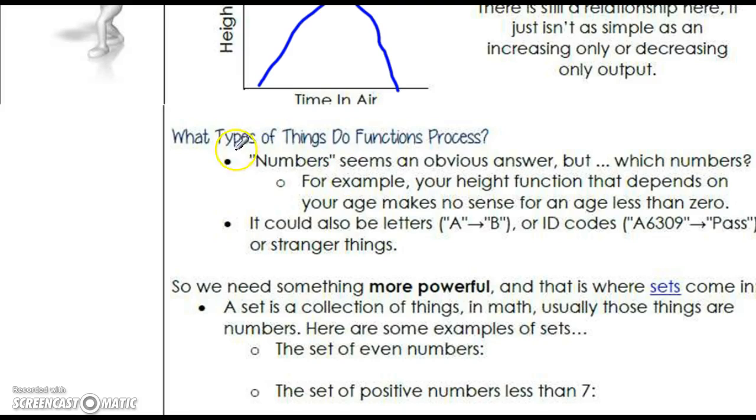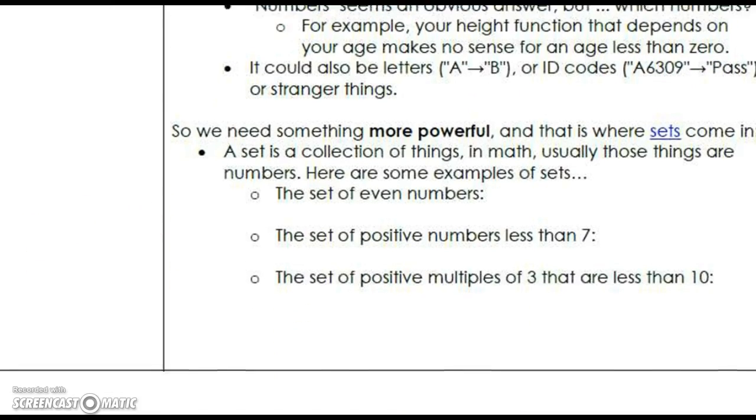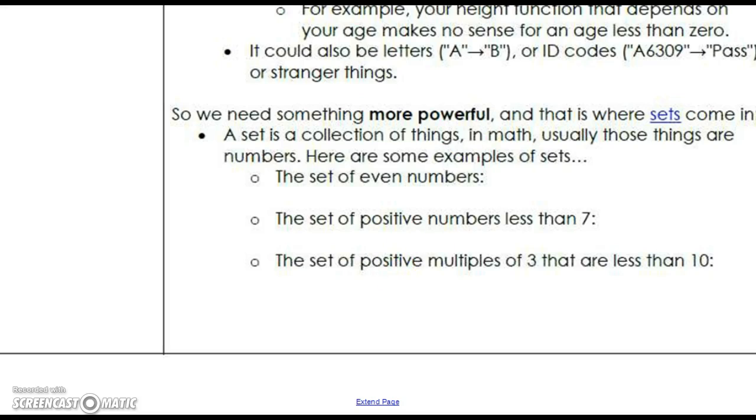Notice that what types of things functions process? Well, numbers are obvious, but which numbers? So for example, your height function, that depends on your age. That makes no sense for age less than 0, so it could be letters, it could be ID codes, or Stranger Things. So we've got lots of different types of things that functions could involve.